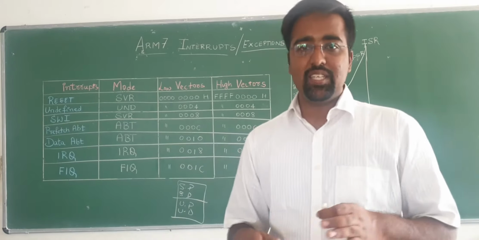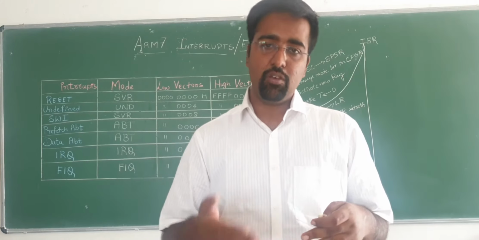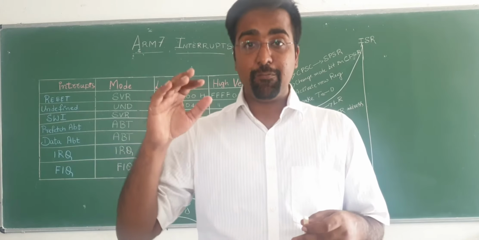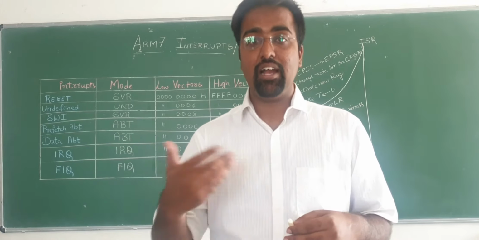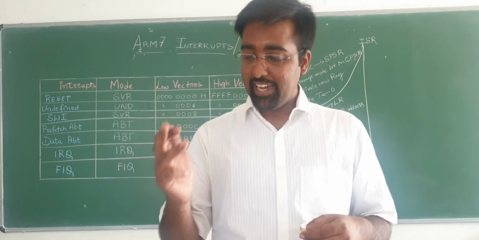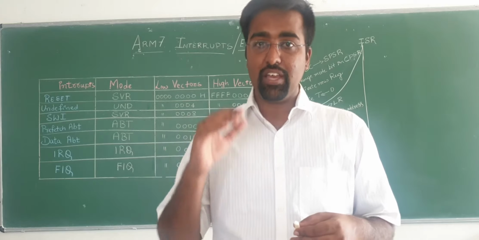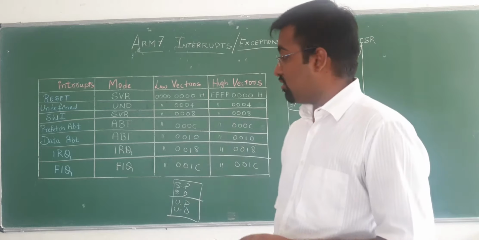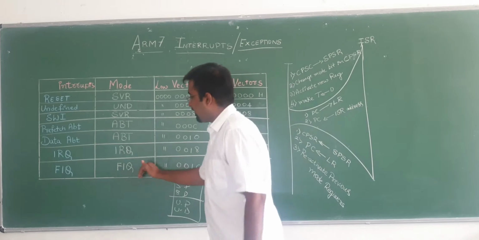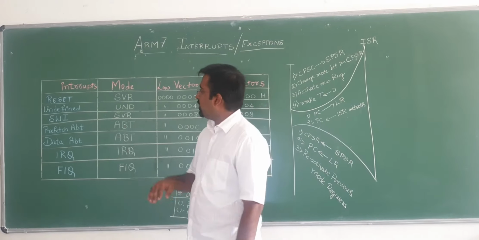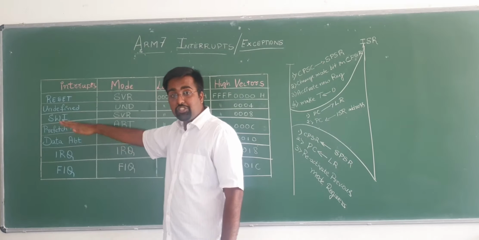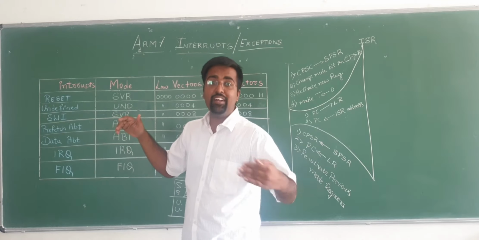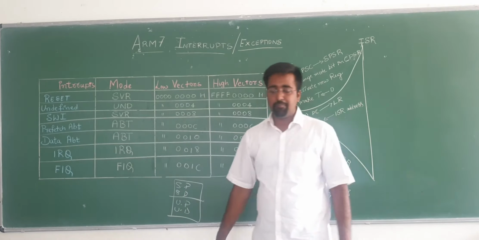IRQ uses memory. Since the ARM does not allow memory operations here, we go for FIQ. In FIQ, the fast interrupt, we have 5 dedicated registers from R8 to R12: R8, 9, 10, 11, 12. These 5 registers are kept dedicated to work with FIQ, so it enters FIQ mode. So this is with respect to your interrupts and which mode each interrupt makes your system enter. This part is done.